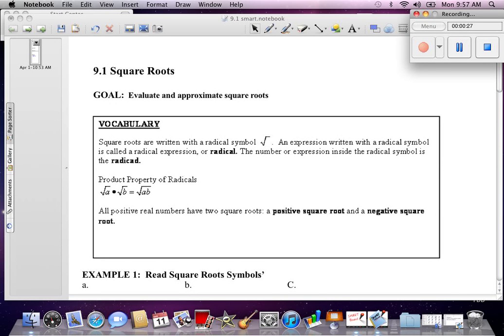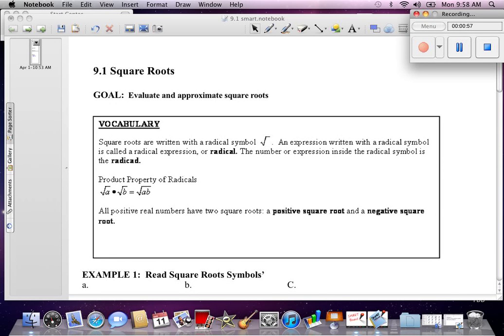All right. So a square root. Some roots are written with a radical symbol, that little square. An expression written with a radical symbol is called a radical expression or radical. The number or expression inside the radical symbol is called a radicand. Product property of radicals: the square root of a times the square root of b equals the square root of a times b. And this is the most important concept we're talking about today.